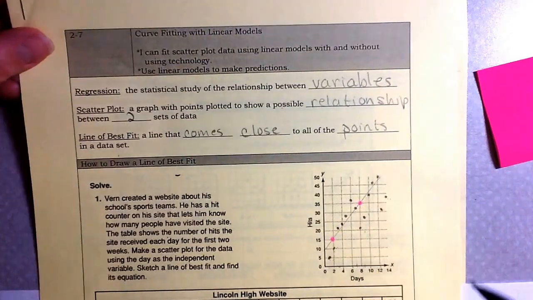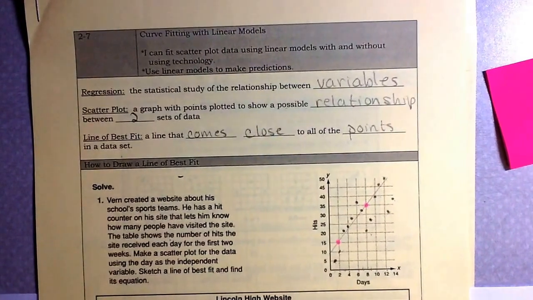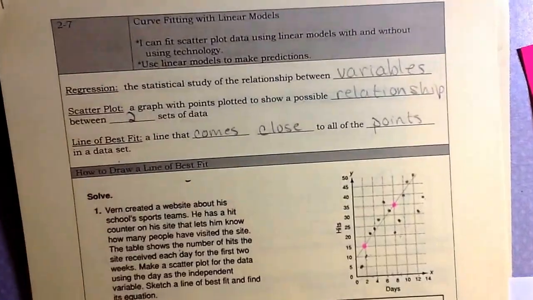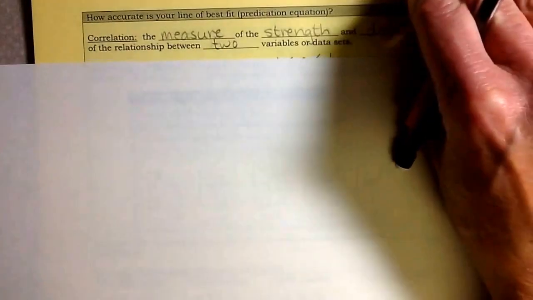All the rest of them would be decimals. So then I wrote the equation for the line. All right, on the next page, we need to talk about correlation coefficients. And correlation is the measure of the strength and direction of the relationship between 2 variables or data sets.